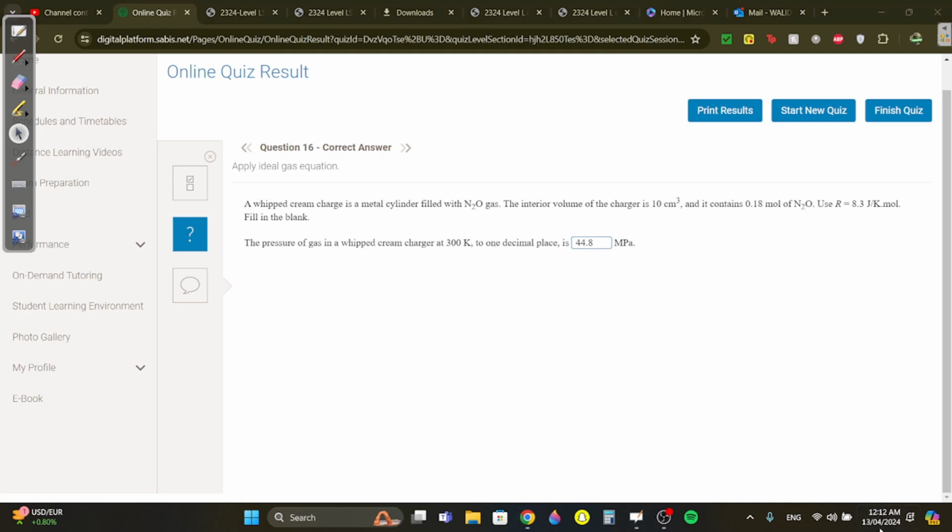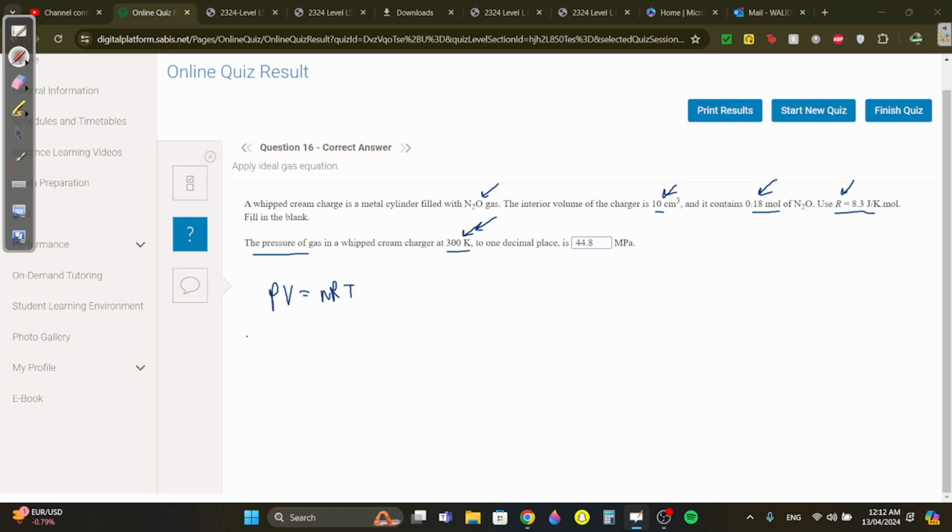Question 16. A whipped cream charge is a metal cylinder filled with N2O gas. The volume is 10 cm cube and it contains 0.18 mole. Use R is 8.3, and the temperature is 300 Kelvin. They want you to find the pressure. Again, we have volume, we have moles, which is n, we have R, we have temperature. They want pressure, so we're going to use PV equals nRT.